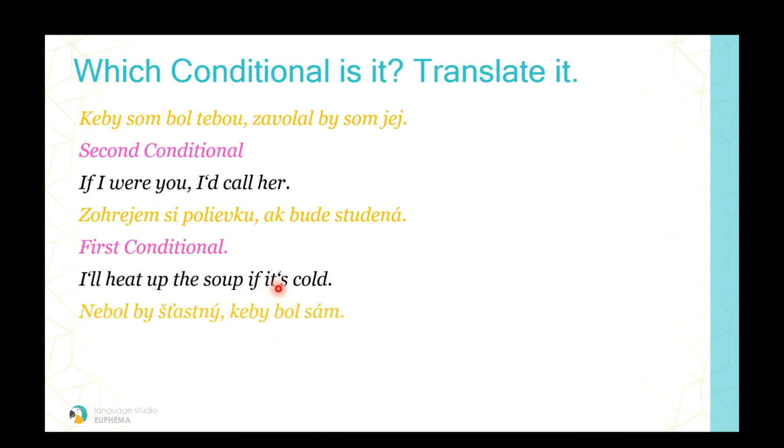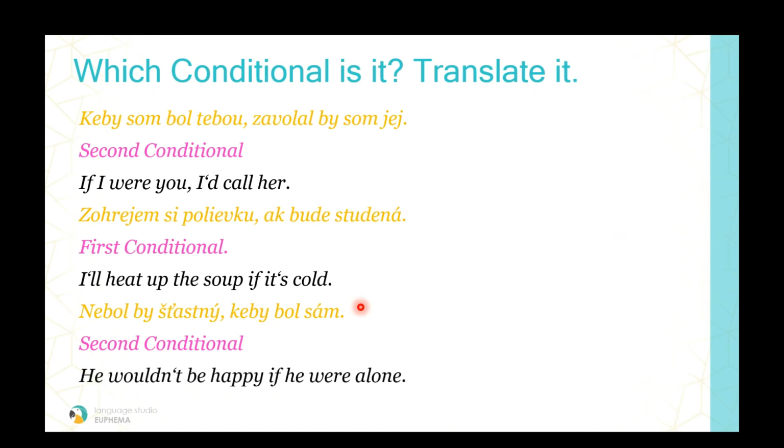Very well. Nebol by šťastný, keby bol sám. Which conditional is this? It's second because there is keby. And now translate it. He wouldn't be happy if he were alone. So, main clause, he wouldn't be happy, negative. Okay, so would not plus infinitive.